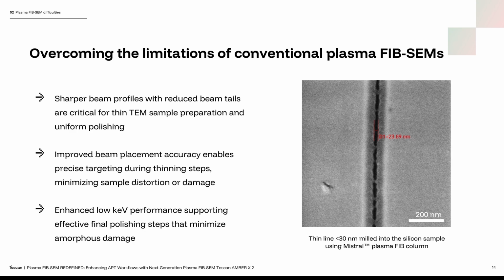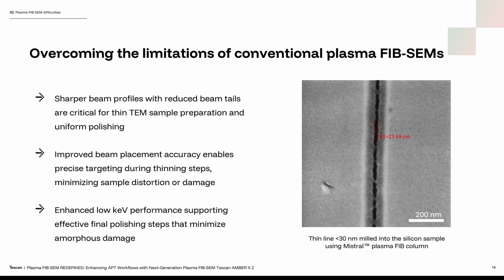With the Mistral column, we are directly addressing many of the long-standing challenges seen with conventional plasma FIB-SEMs. One of the most important improvements is the beam profile itself. By refining it, we are now able to better protect the deposition layer during the thinning, which is something that used to be a common difficulty. These improvements bring the overall milling behavior much closer to what we know and expect from gallium FIB-SEMs. That means we can now adopt a more straightforward and familiar approach to TEM or atom probe sample preparation without the need for complex workarounds or adjustments.